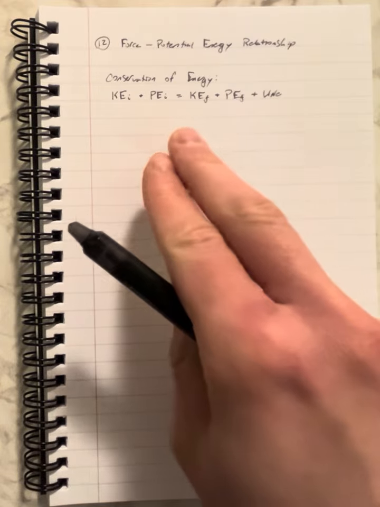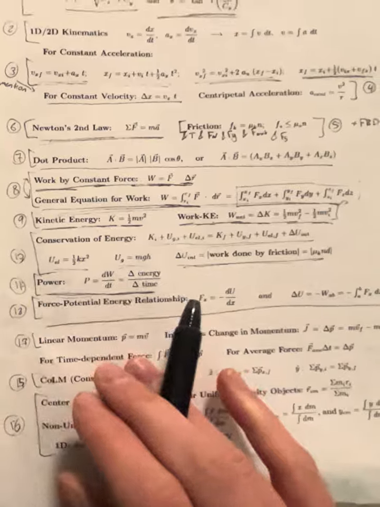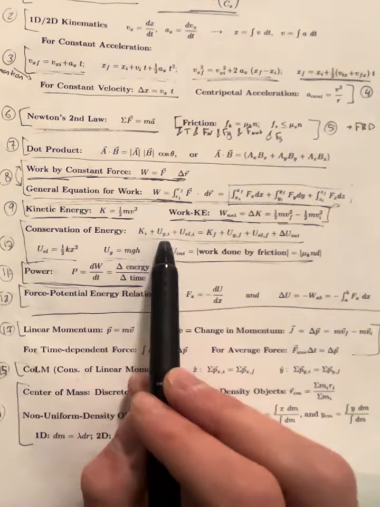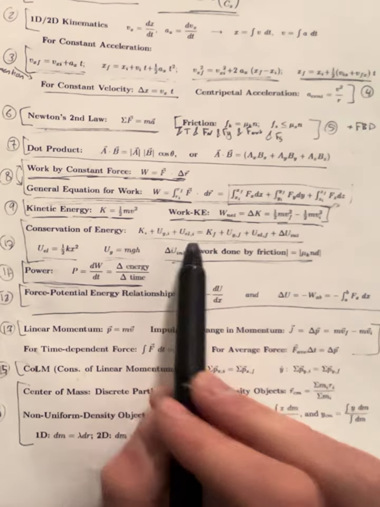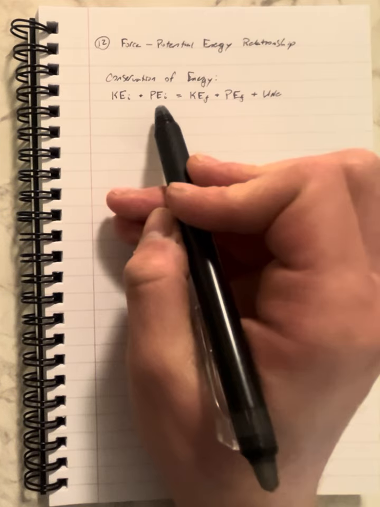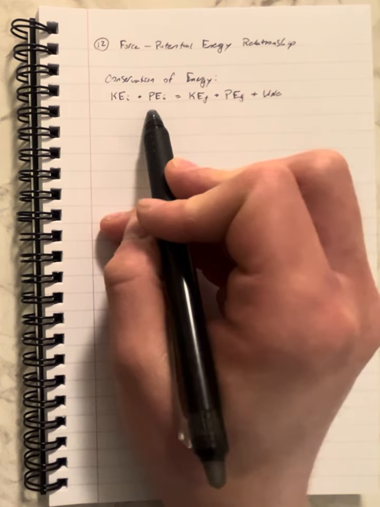Now you'll notice that I've done something a little different from what I wrote last time and what's on your equation sheet. On your equation sheet we have a few more terms, U_G and U elastic. What I've done is I've combined those potential energies into one term, total potential energy. And I can do that because I can do whatever I want. This is my video.